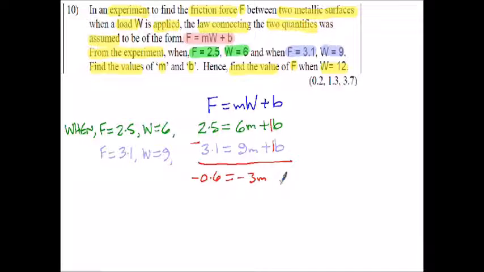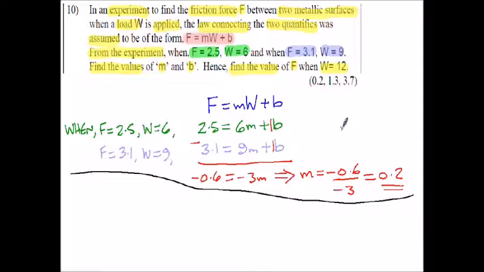The b's obviously disappear. And so solving this equation by rearranging, dividing both sides by negative 3 in other words, we find that m is equal to negative 0.6 divided by the negative 3. That equals 0.2. No units are given here, so we can't put any units after the answer, but 0.2 is the value of m.